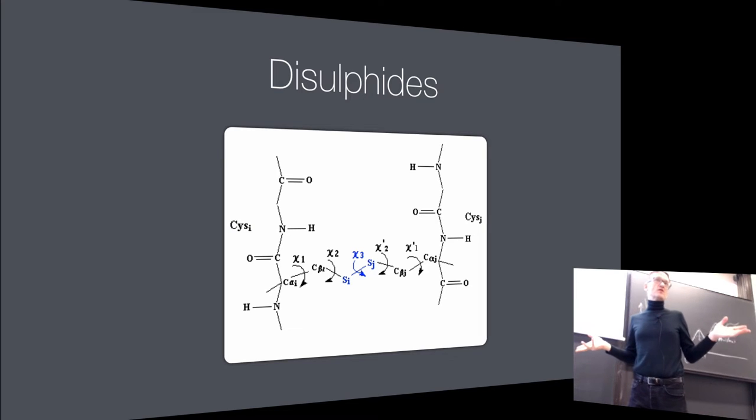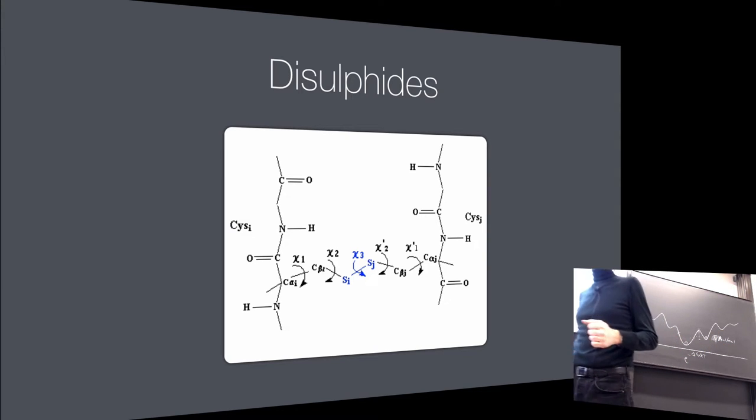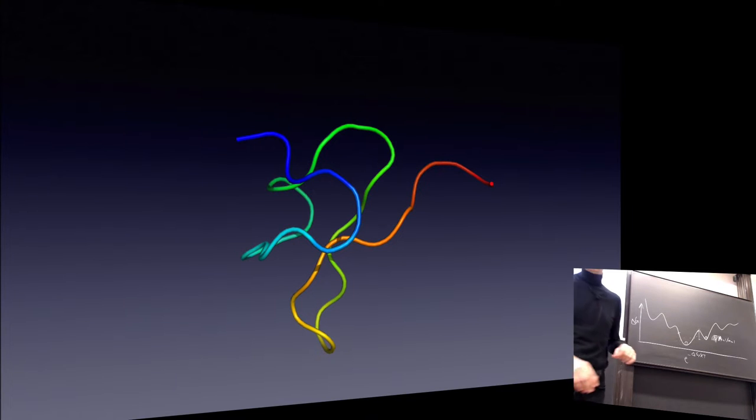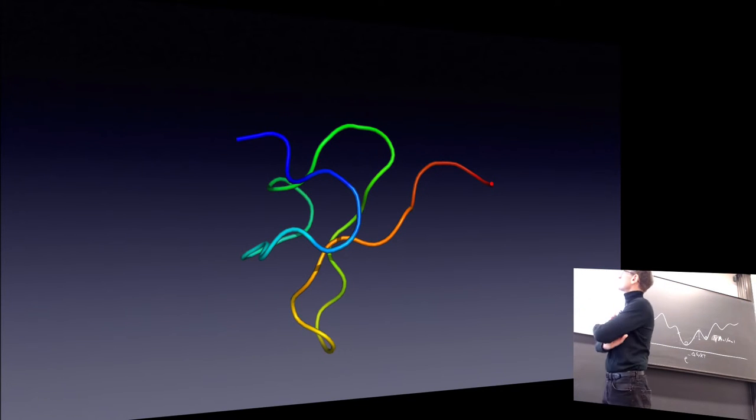Covalent bonds. Do you know anything about the strength of those? They're very strong. So I'm going to show you another small protein. This does not look like a protein, right? This is just a random piece of coil thrown together. I can show you all the side chains too.